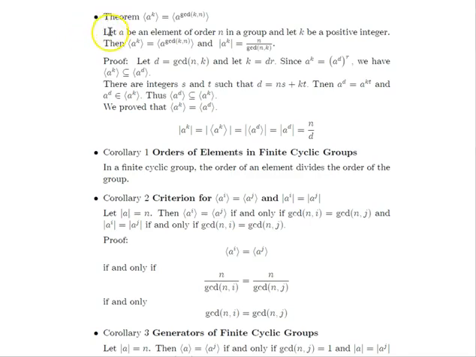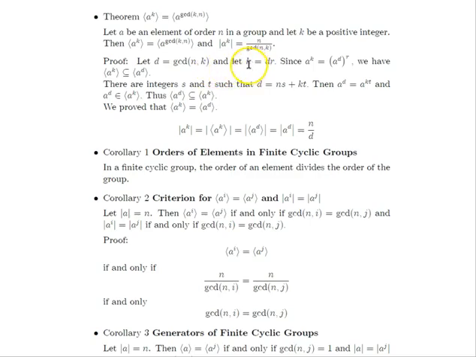Now we'll prove this important theorem. Let a be an element of order n in a group, and let k be a positive integer. Then the cyclic group generated by a to the k is equal to the cyclic group generated by a to the power the GCD of k and n, and the order of a to the k is n divided by the GCD of n and k. The proof: here we denote the GCD of n and k by d, so this exponent here is d and this denominator is d.